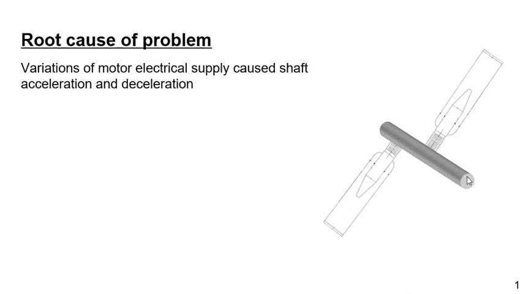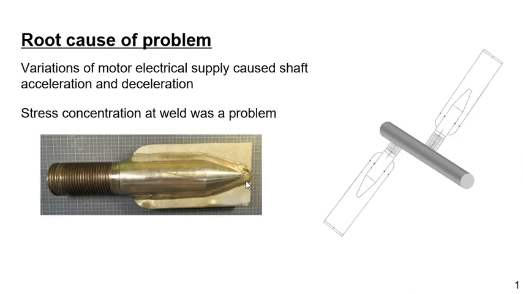And it turns out that the variations of the motor electrical supply voltage caused the shaft to accelerate and decelerate. And the acceleration and deceleration put bending loads on the blades, and the bending loads would reverse back and forth. And as a result, the blades were subjected to fatigue stresses. And also the stress concentration at the weld was also a problem because this just increased the stress in this area.